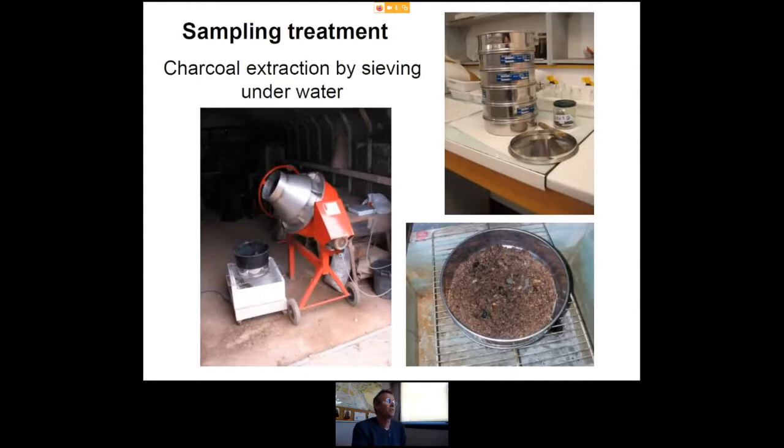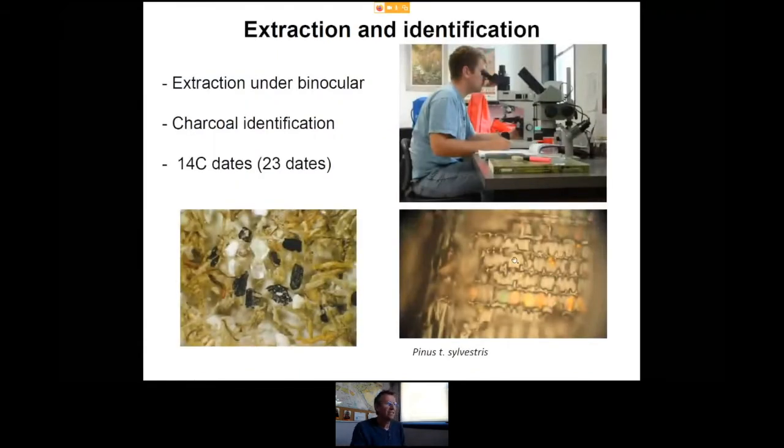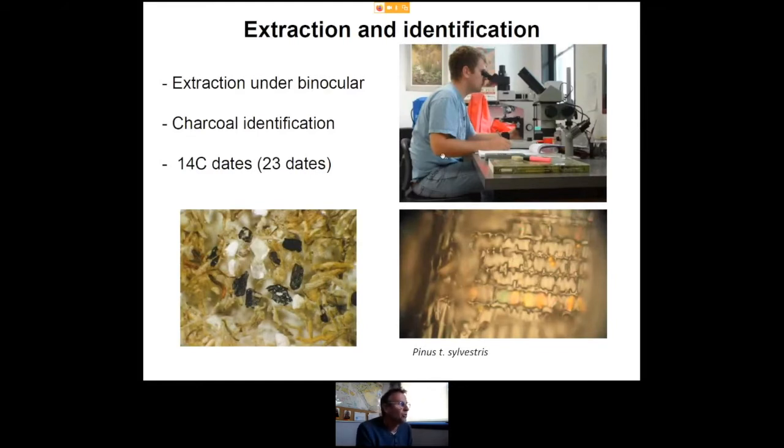And after that, for the soil sample, we do charcoal extraction by sieving under water, which is a classical way to collect the charcoal. And we do extraction and identification. Perhaps some of you can recognize this guy. And we do, of course, charcoal identification. It was possible to realize 23 dates with carbon-14, and to date some charcoal which have been clearly identified.